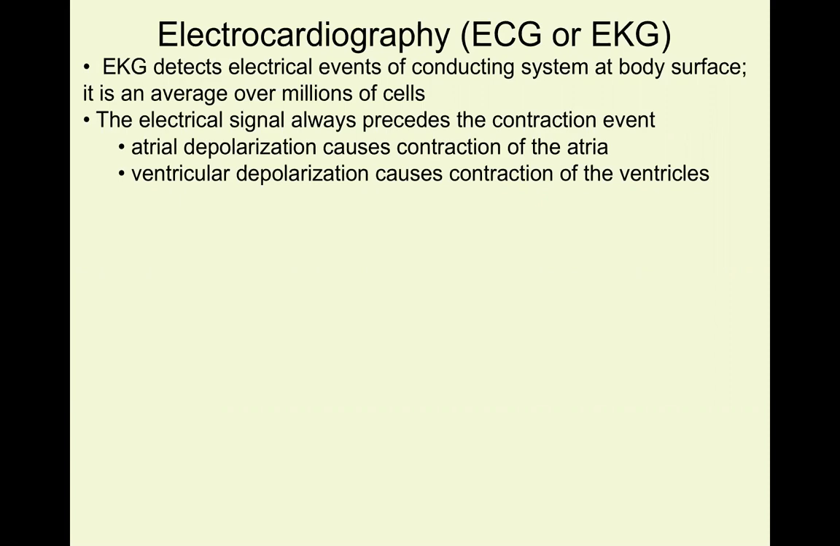The heart's EKG is significant because the electrical event of the conducting system causes the contraction of the chambers. Specifically, atrial depolarization, which means electrical excitation of the atria, causes atrial contraction. Likewise, ventricular depolarization causes ventricular contraction. So we say that the electrical event precedes the contraction event, meaning that the electrical event occurs first and the contraction event occurs second. The electrical event causes the contraction event.